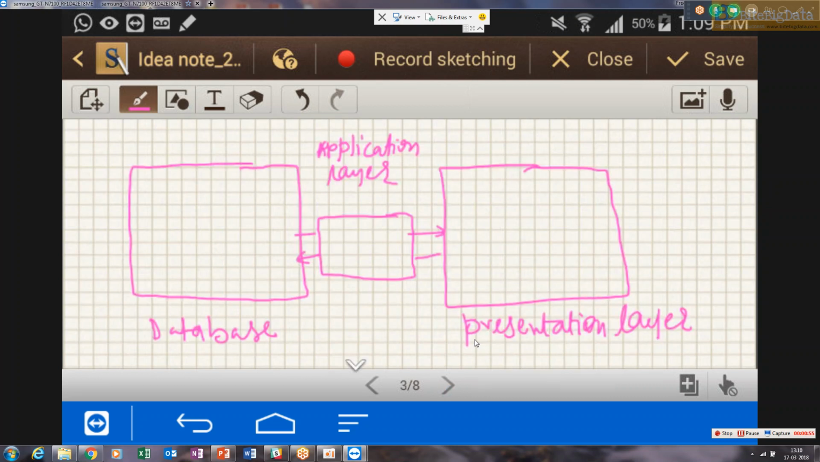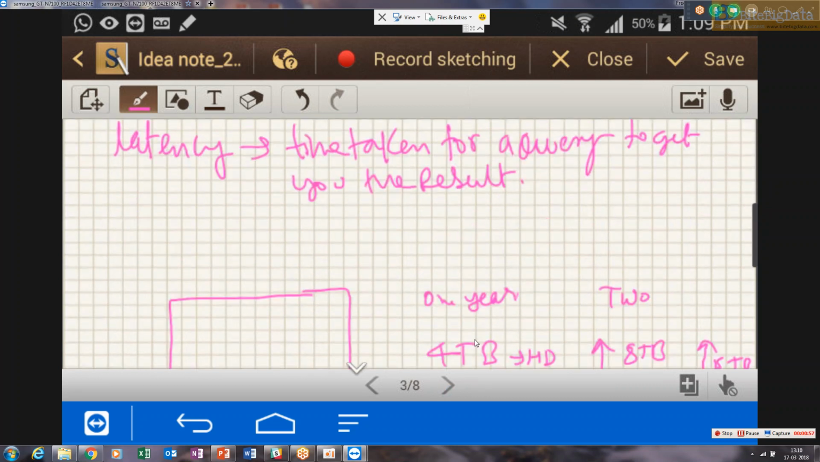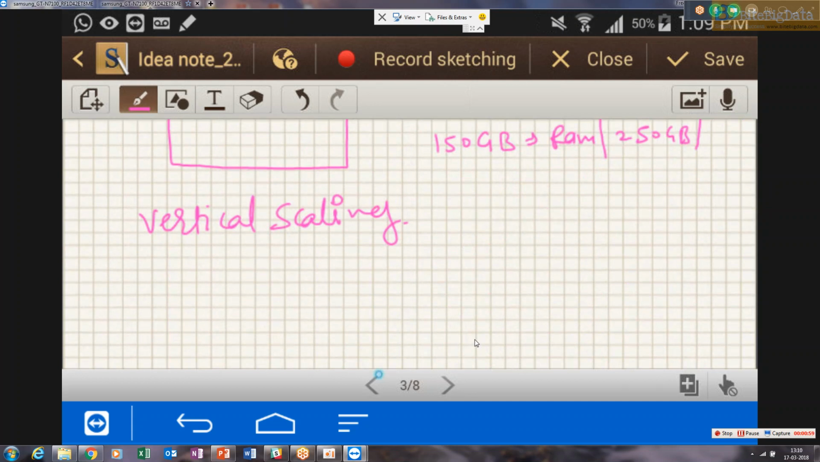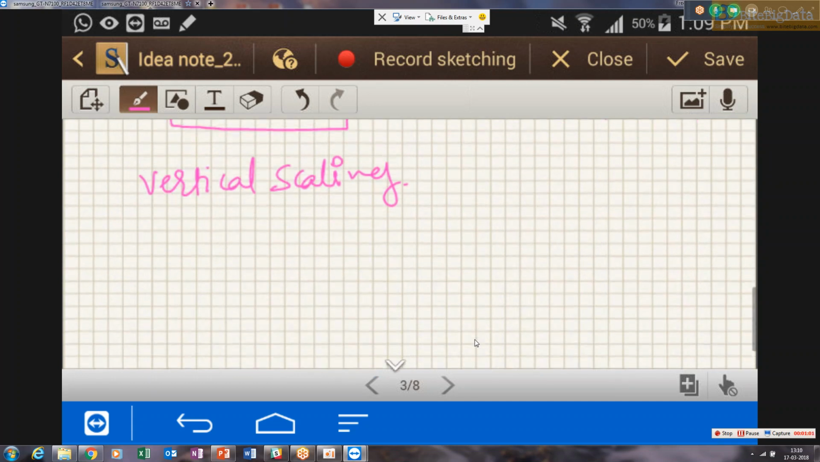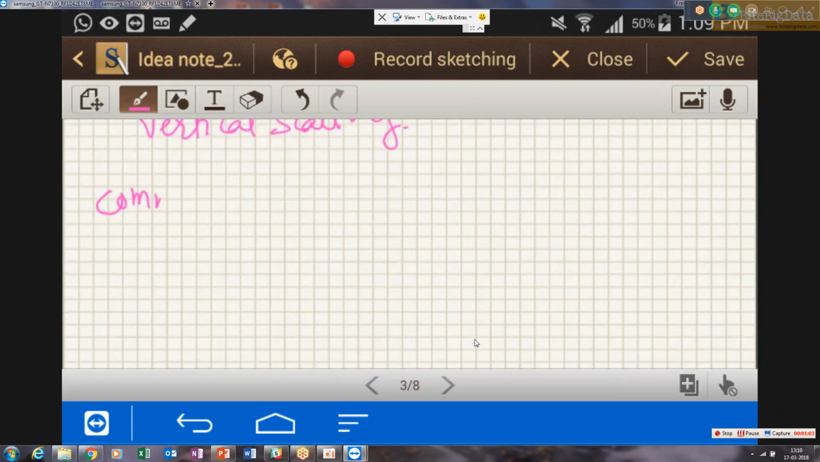what are those? Commodity hardware is something which is available at a very cheap rate. It is manufactured at a very large scale, and you can easily get it in the market at a much cheaper price if you compare it to any reliable system.